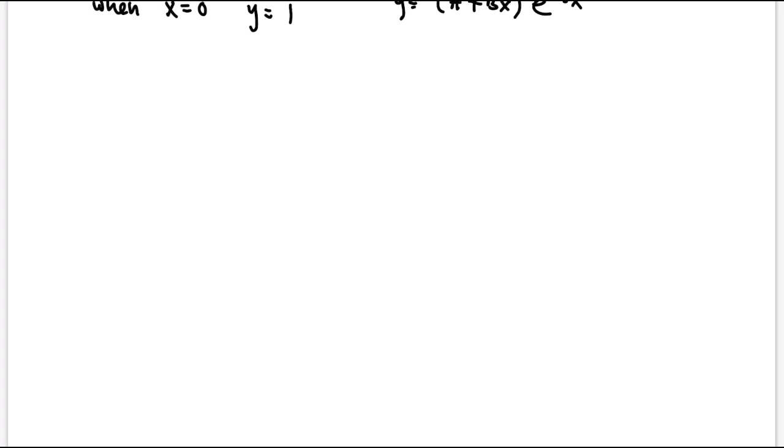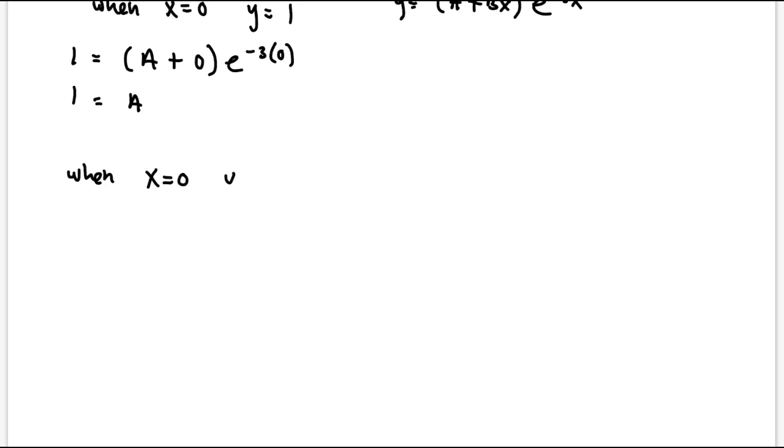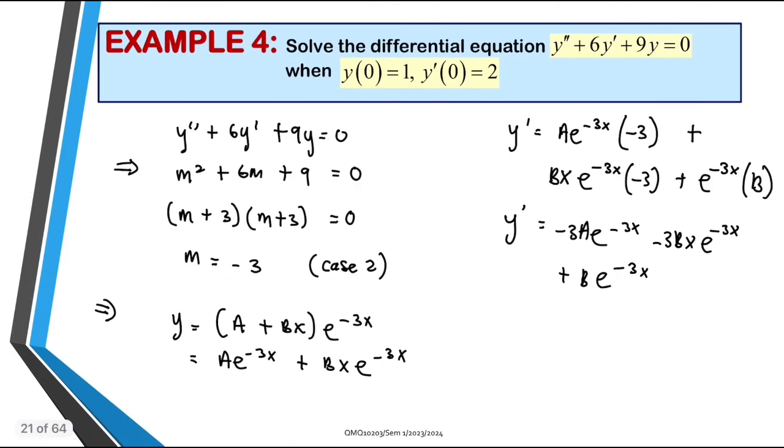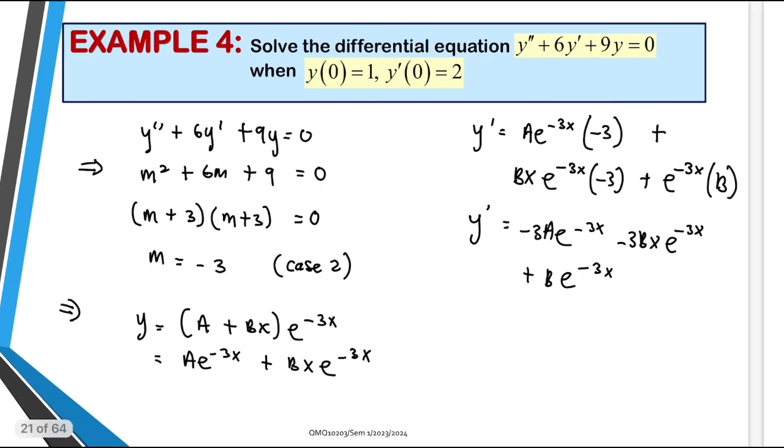So when x equals 0, y equals 1, so we have 1 equals (a plus b times 0) e^(-3 times 0). So we have a equals 1. So second condition, when x equals 0, y prime equals 2.